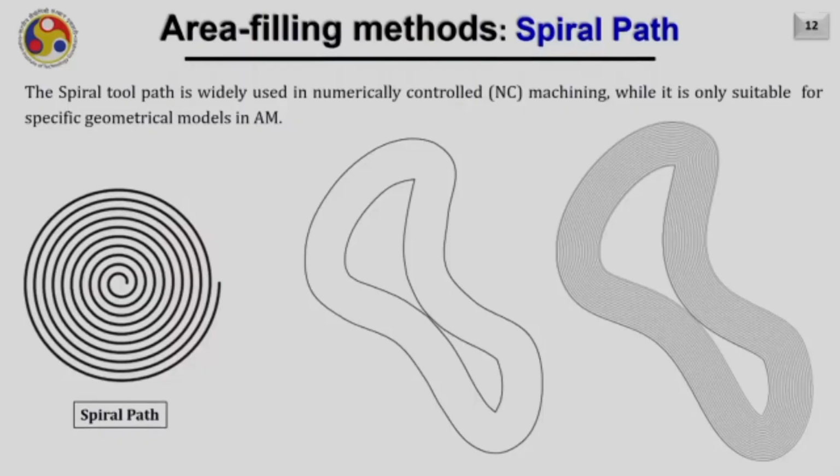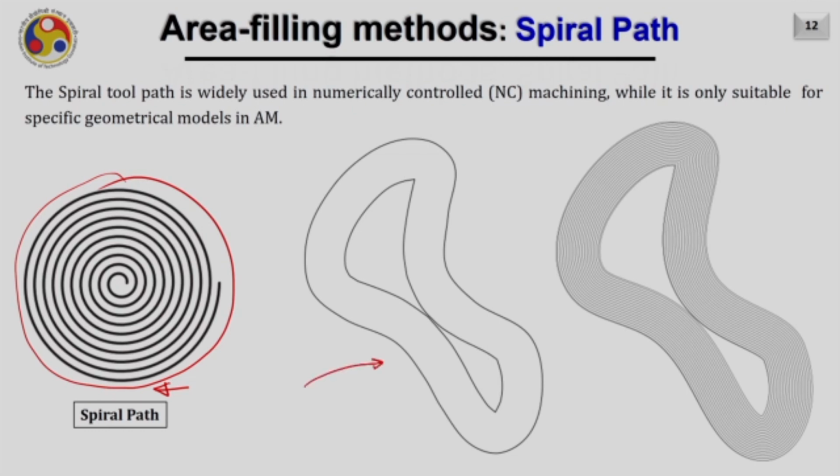Another tool path is called the spiral tool path. The spiral tool path is widely used in numerically controlled machines, while it is only suitable for a specific geometry model in additive manufacturing. This is a very simple example of a spiral, but this is for scanning a circular region. You can see it is very easy to generate such tool paths for simple geometries.